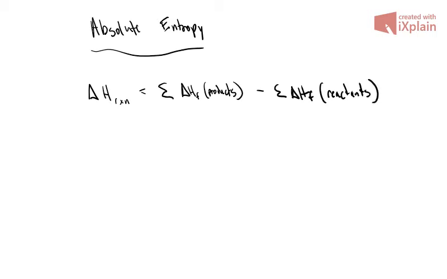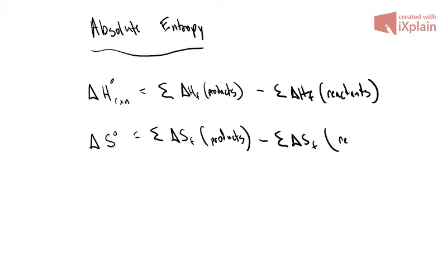Now, believe it or not, whether we're talking about absolute entropy or absolute Gibbs free energy, the calculation is the same. Okay, so for the absolute entropy, we get the sum of the entropy of formation for the products minus the sum of the entropy of formation for the reactants. Okay, that will give us the absolute entropy.